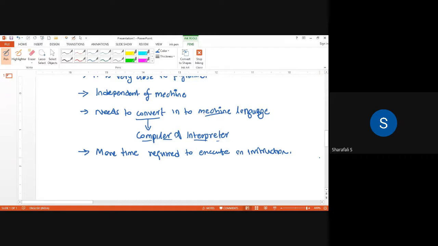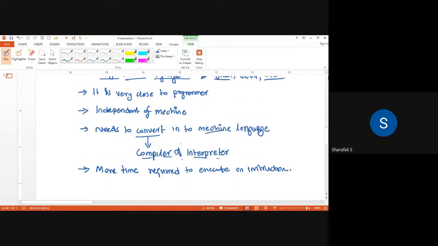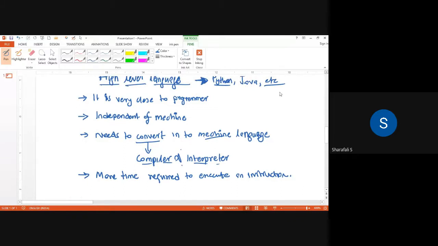Okay. So these are the important points in this high level language, and this high level language includes Python, Java, and all other languages that can be understood by the programmer. Here we can write directly. For example, if you consider summation, you can write directly S equal to A plus B. This kind of statement can be written in a high level language. So this can be understood by the programmer very easily as compared to the previous languages that we explained.